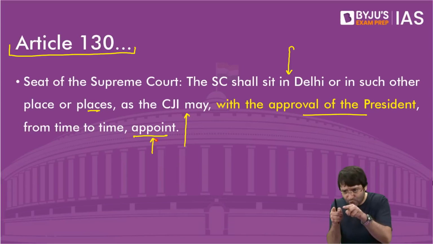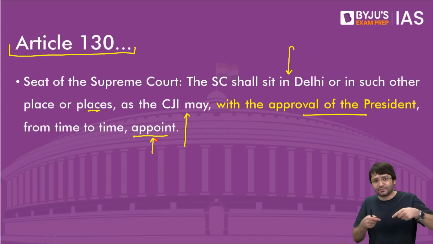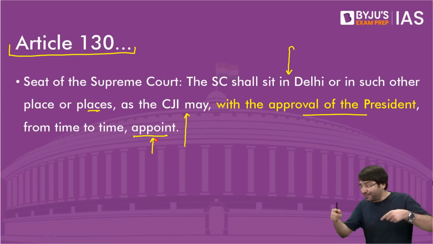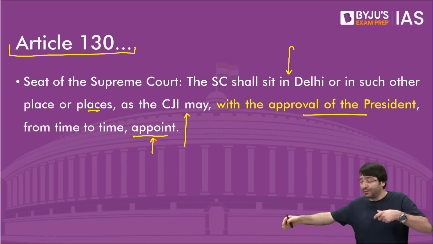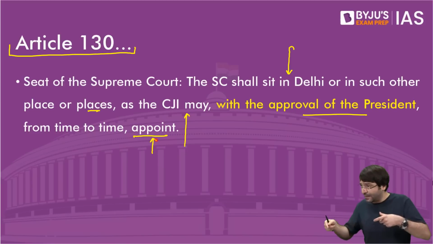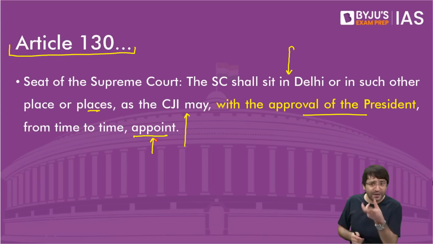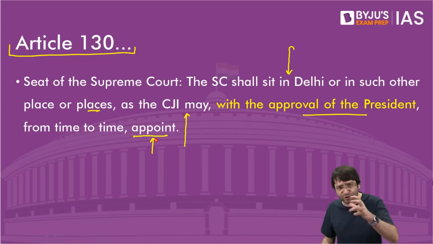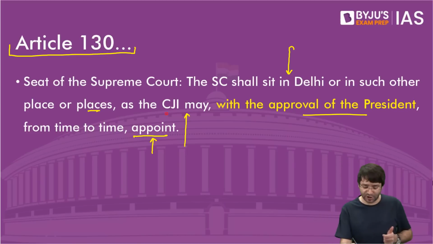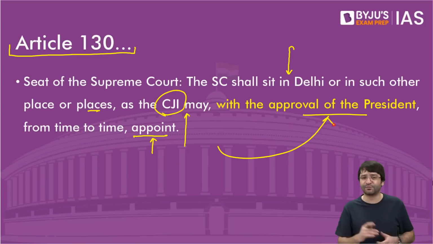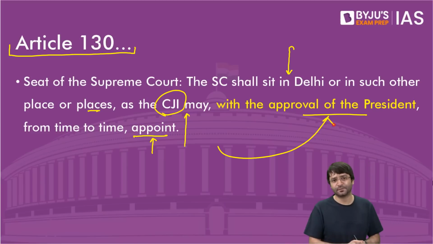But can the Supreme Court sit in any other place apart from Delhi? Let's say in Chennai or other places. That means at the same time at multiple places: Delhi, Chennai, Bengaluru, Guwahati, Indore. Can it happen? Yes. Who will decide that? Who has the power to change the seat of the Supreme Court? The Chief Justice of India with the approval of the President.